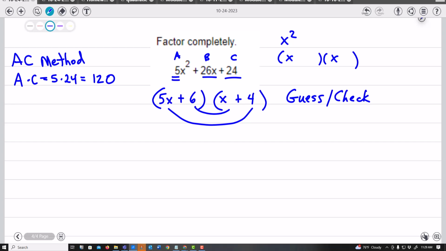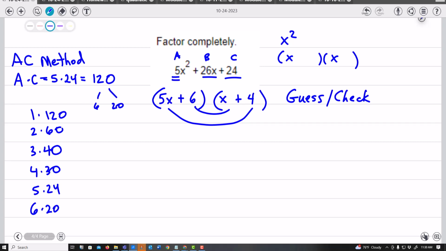And that's, I guess the reason why I do this is it's a little time consuming, but it works. So 1 times 120 would be factors, 2 times 60. And I'm just going to keep going until I see 2 of these that are going to add to 26. And so I have 4 times 30, you add those, you get 34. 5 times 24, you add those, you get 29. 6 times 20, aha! So 6 times 20 would work because you add those and you get that middle term.